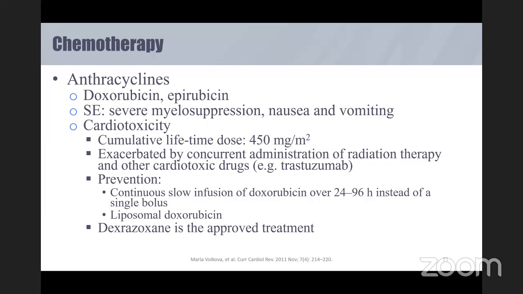Exacerbated by concomitant administration of radiation therapy and other cytotoxic drugs زي trastuzumab اللي هو also another medication that we commonly used here. The prevention يكون continuous slow infusion of doxorubicin أحسن من إن إحنا نعطيها single bolus، واستخدام الليبوزومال doxorubicin بيقلل also الكاردياك toxicity. في عندنا antidote is doxorubicin ولكن يعني rarely بيستخدم و very vague how we can start using it.